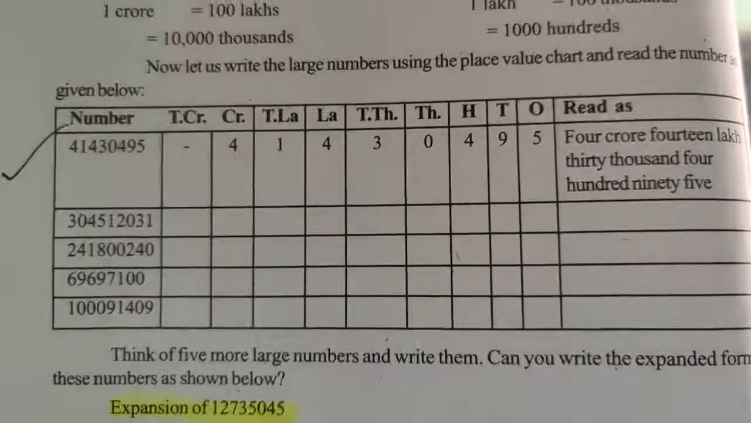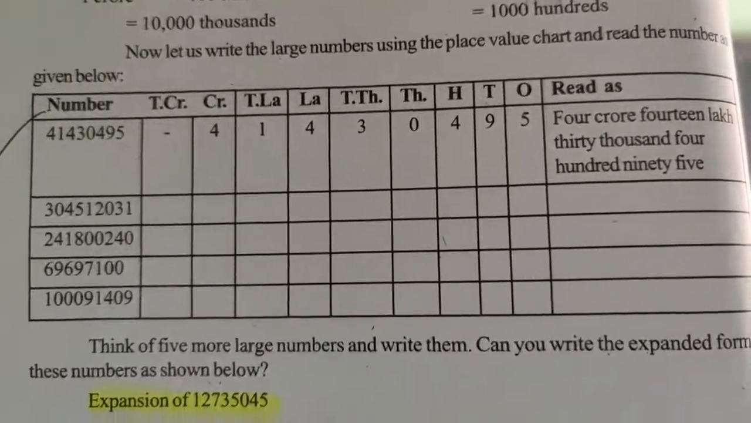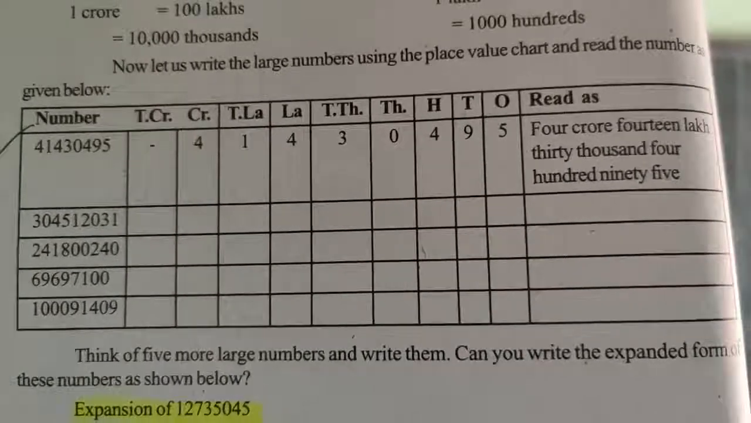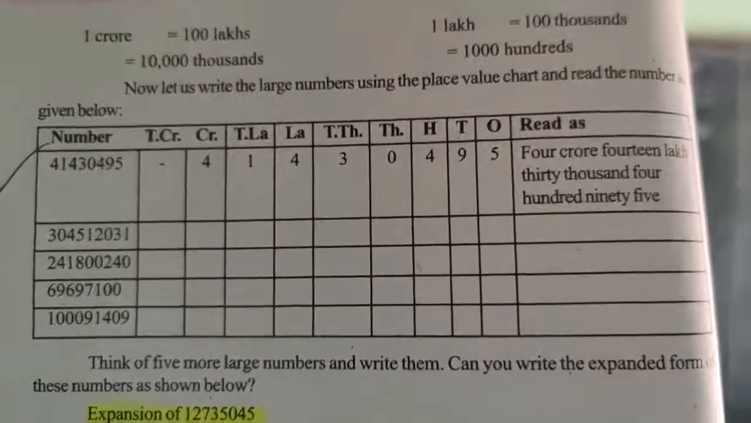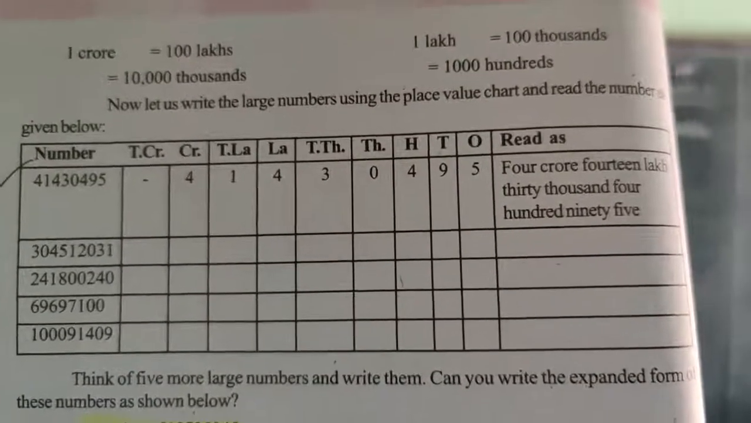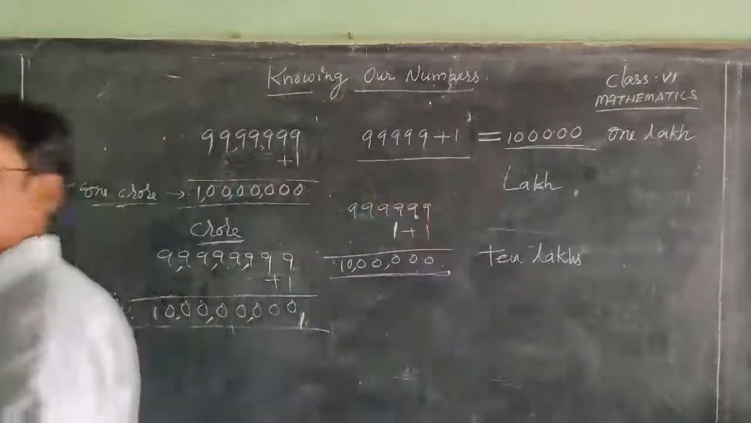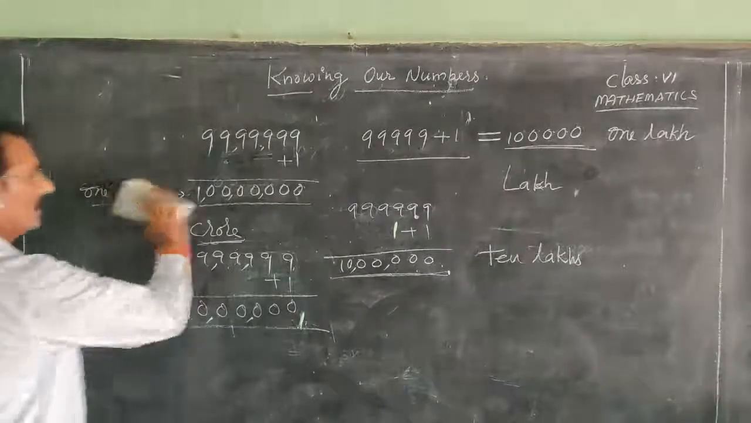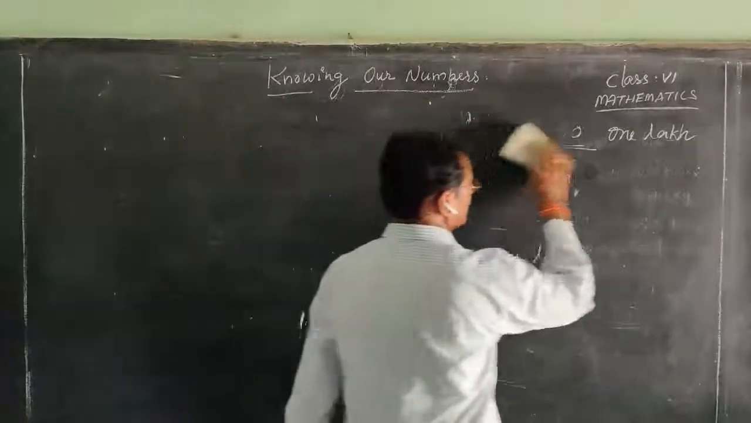Some numbers are given on the left side. You arrange them in place values as per the given place values and write the name of the number in words. Do this as homework. Then write the expanded forms of these large numbers.